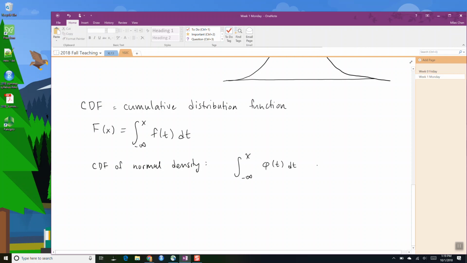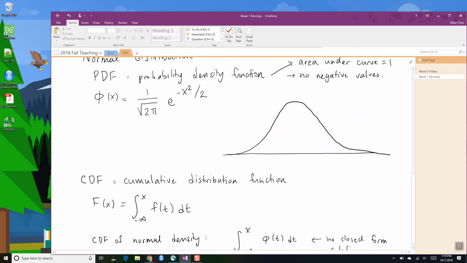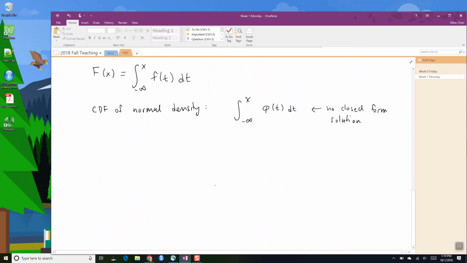And there is actually no closed form solution to this. This function you can't integrate. But anyway, conceptually it's okay. The CDF looks like this. Something like that, right? And this goes from 0 to 1, right? Something right here. So this is our CDF, normal CDF.